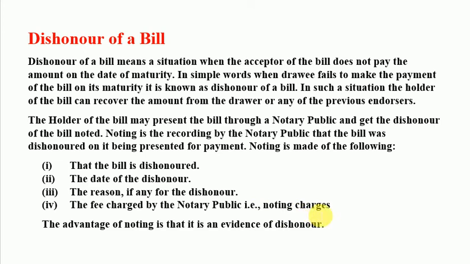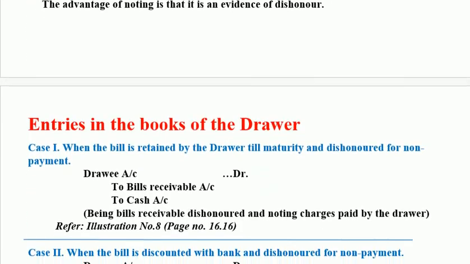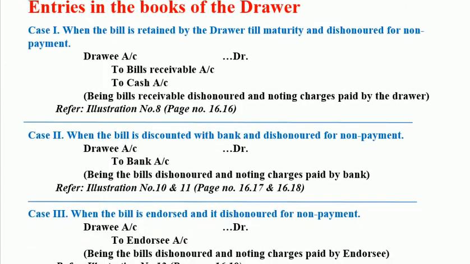So for getting the bill registered for noting through the notary public, there are a lot of legal expenses which are met by the holder of the bill who is taking this legal action against the drawee. And those charges are known as noting charges. It is an expense, so we will have to take count of it in our accounting treatment. Now, the advantage of this noting is that it is an evidence of dishonor. This noting is legal evidence of dishonor of the bill. Otherwise, verbally, it does not mean anything.